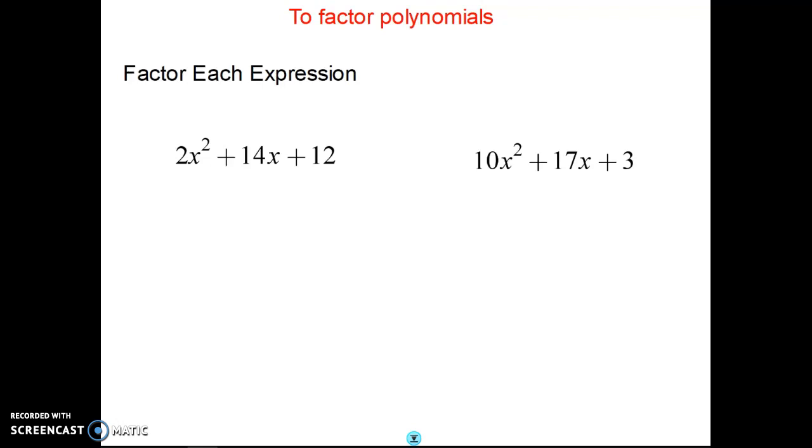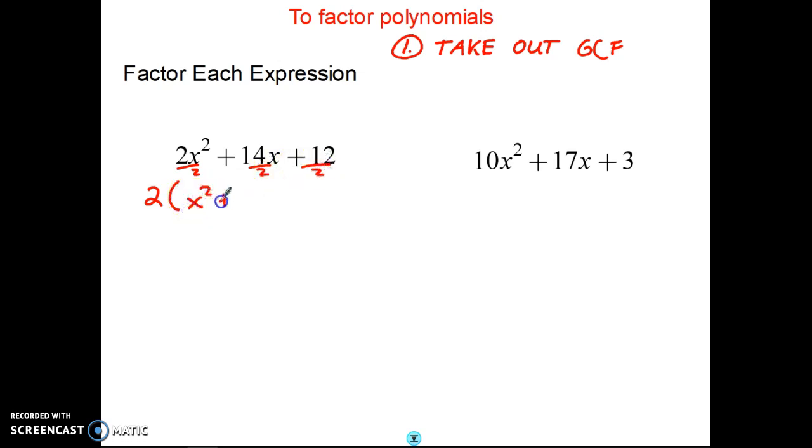The first thing you should always try to do when you are factoring is take out the greatest common factor. So take out GCF. Let's do that in the first example here. What is the greatest common factor between all these terms? Well, 2 can come out of all of those terms. And then I'm going to divide each of these by 2 to get the remaining trinomial inside.